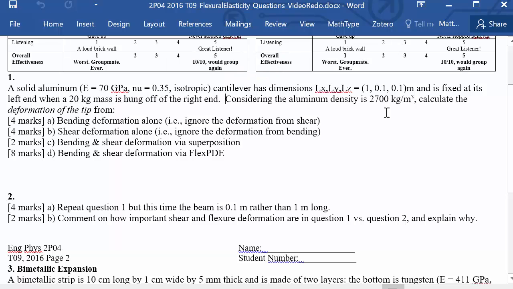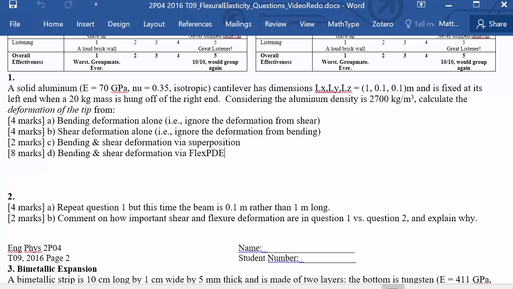Consider the aluminum density is that. So considering that's the aluminum density, figure out the deformation of the tip from bending deformation alone, shear deformation alone, bending and shear via superposition, and then bending and shear via flex PDE. So the first ones we're going to be using Maple to figure this out, and then we can figure it out with Flex in this last situation there.